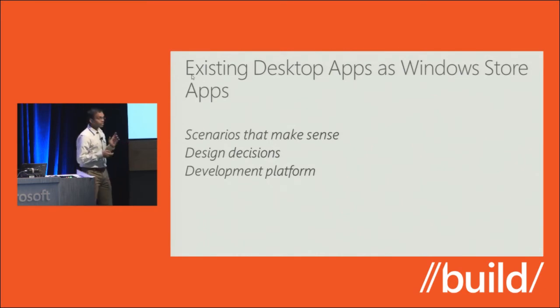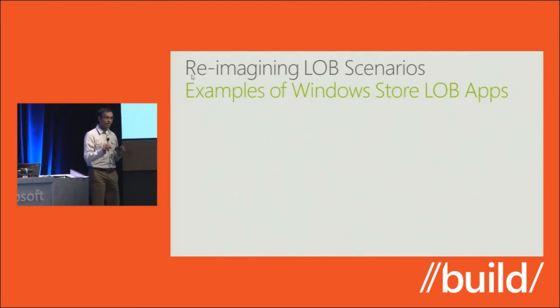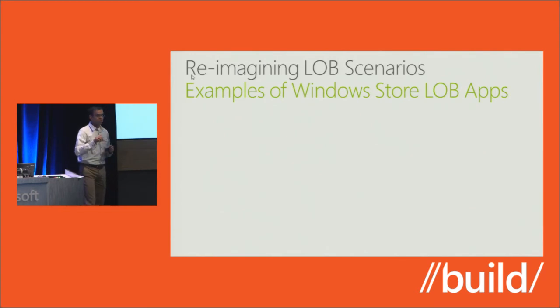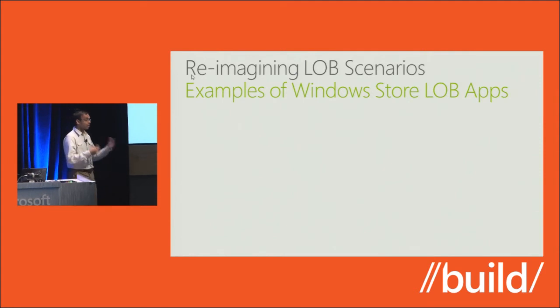So that was about the existing scenarios. Then the question comes, okay, that's great. Let's now think about how can I take advantage of these new form factors, the tablets that are available, the Surface RT, the touch-centric world that the Windows Store apps provide, or the fast and fluid nature and the longer battery life of the devices. How can I take advantage of those scenarios for my application or for my business?